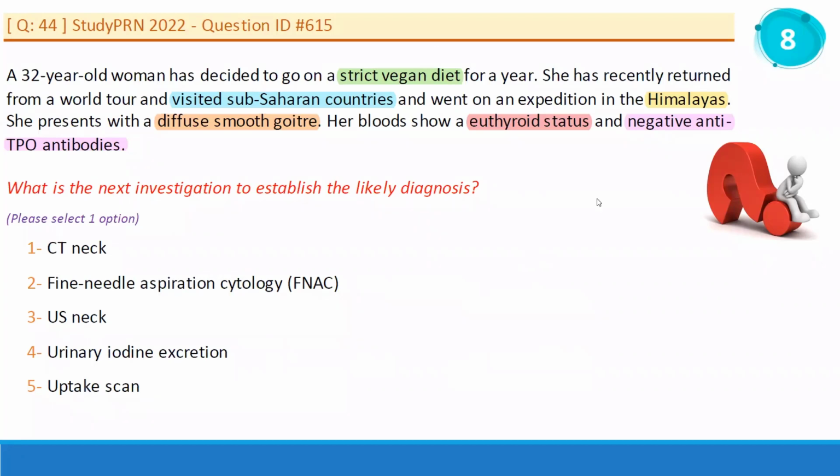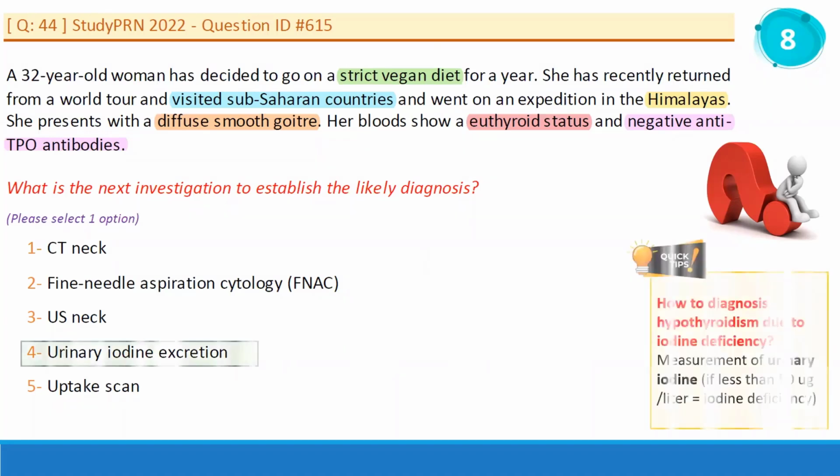Urinary iodine excretion, or why ultrasound, or urinary? To exclude iodine deficiency. In this situation, we should exclude iodine deficiency, diffuse thyroid enlargement due to iodine deficiency. So we need to do a urinary iodine excretion ratio. If it is less than 50 micrograms per liter, this is diagnostic for iodine deficiency.